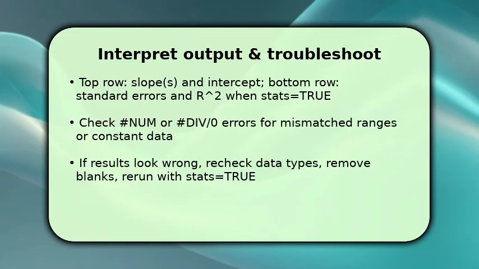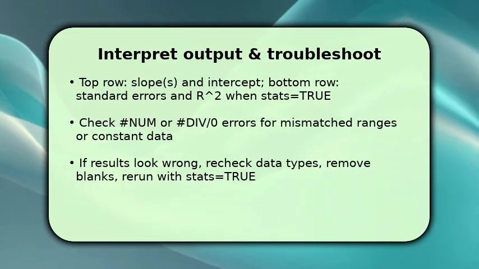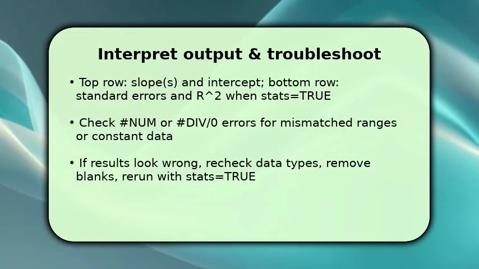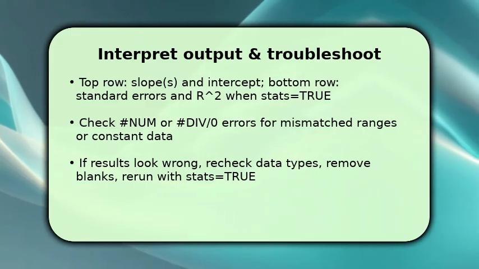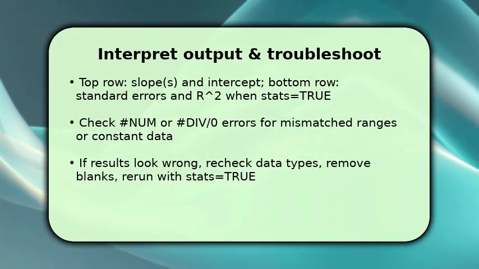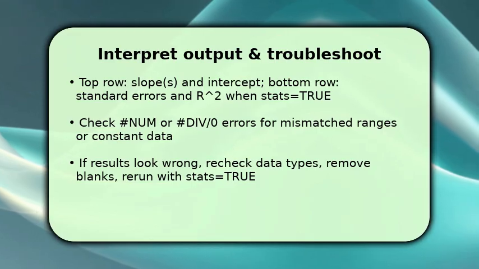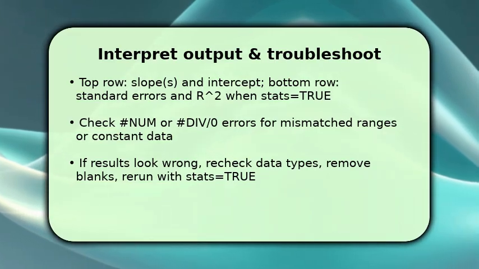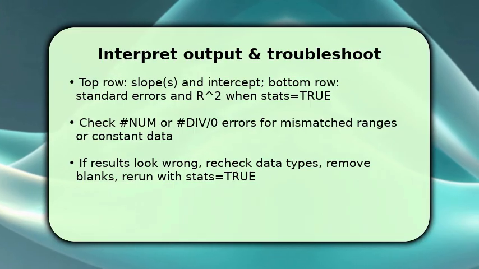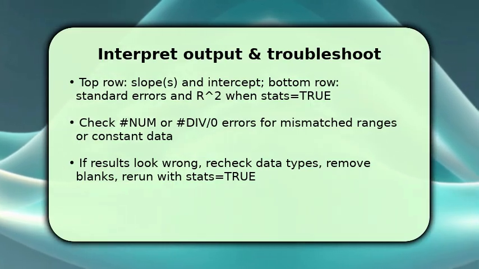If values look off, verify that X and Y ranges match in length and contain numeric values only. One common fix is converting text numbers to numeric or removing constant columns that cause singular matrices. If you still see errors, try adding a small jitter to X or use Excel's regression tool for comparison.